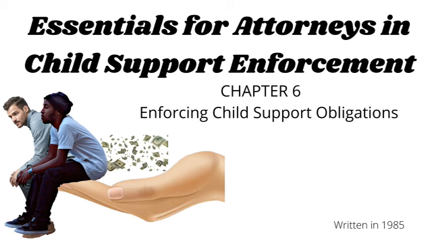States have reported similar successes intercepting state tax refunds. For instance, in 1981, Oregon collected $3 million. Congress responded in 1984 by enacting 42 U.S.C. 666(a)(3), which requires all states to enact and implement procedures under which state tax refunds can be intercepted for both AFDC and non-AFDC cases.